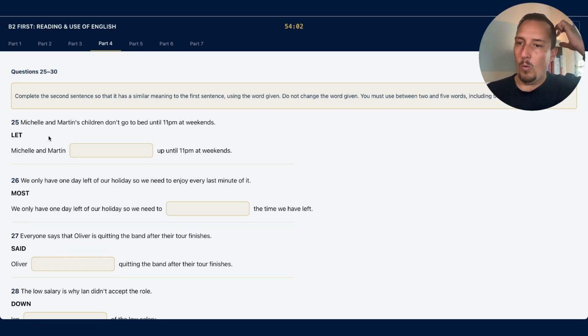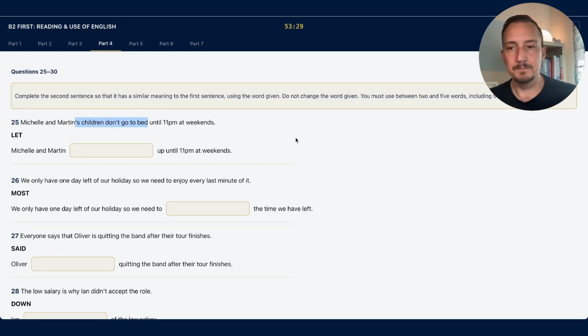Okay. Now, one technique I like to use here is to see in the second sentence what's repeated from the first sentence. So for example, we have in the first one, Michelle and Martin, Michelle and Martin. So we don't need to worry about Michelle and Martin or transforming that bit in the second sentence. Also, we've got until 11 p.m. at weekends, and we've got that here as well, until 11 p.m. at weekends. So again, we don't need to worry about that bit. So it's actually this here that we need to think about changing or transforming or doing something with.